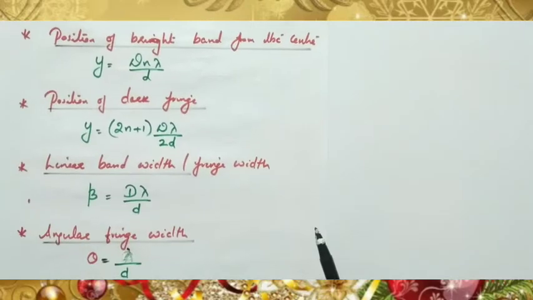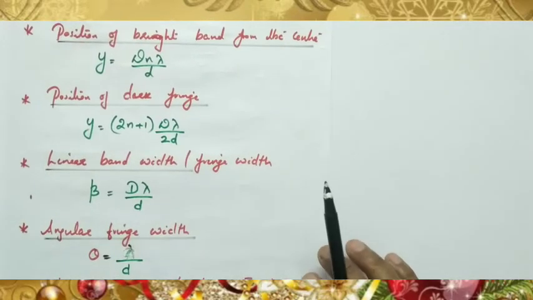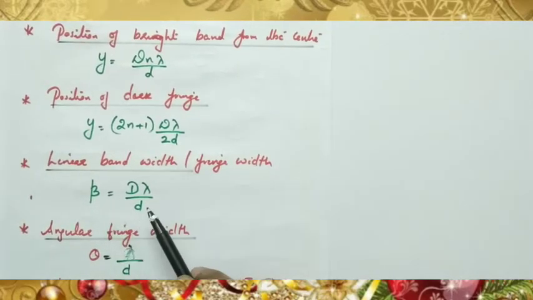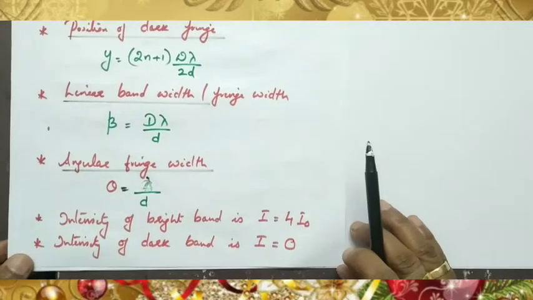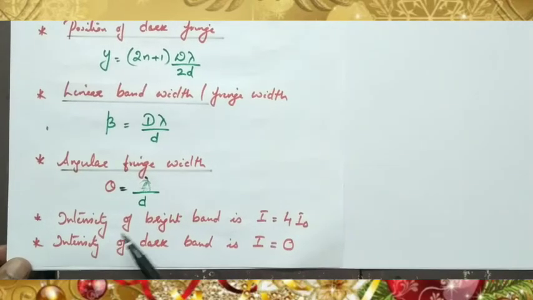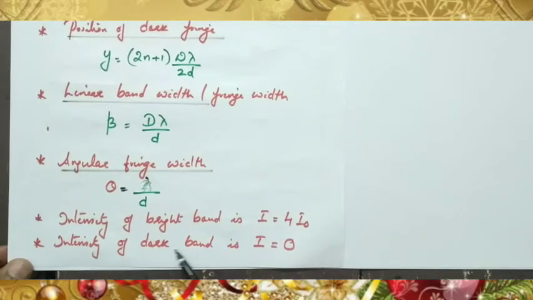Then the linear bandwidth of all bright bands and dark bands, β = Dλ/d. So these many formulas we have discussed in the last class, and also we have seen the intensity of all bright bands is I = 4I0 and the intensity of all dark bands is equal to 0. So all bright bands have the same intensity 4I0 and all dark bands have the same intensity 0.